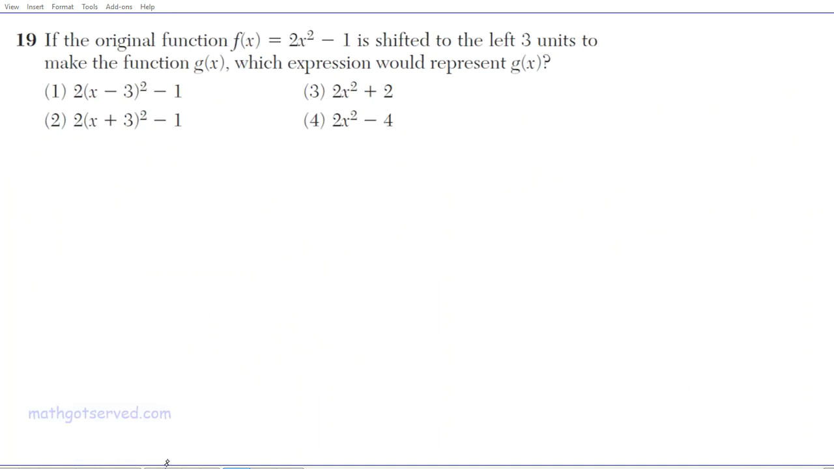Alright, let's take a look at question 19. It says, if the original function f of x equals 2x squared minus 1 is shifted to the left 3 units to make the function g of x, which expression represents g of x? Alright, so let's go ahead and review our formulas for transformation. We're just going to look at shifts, because that's what we're dealing with here.